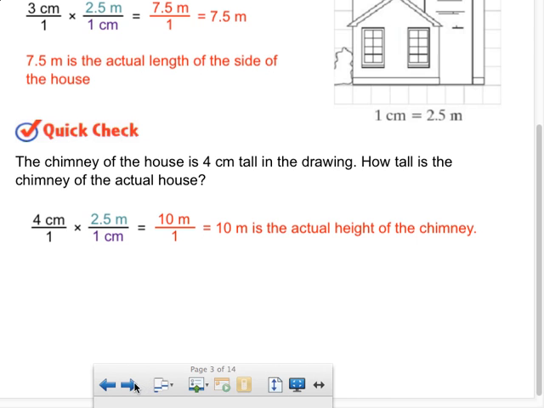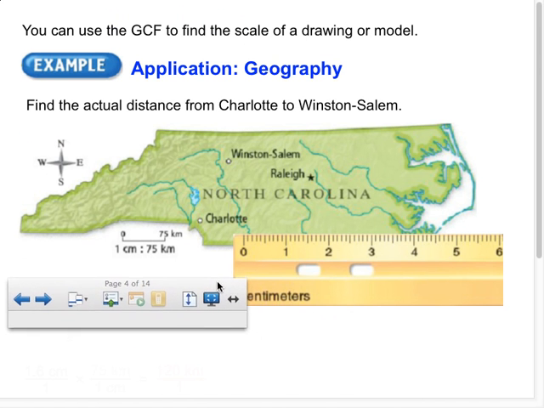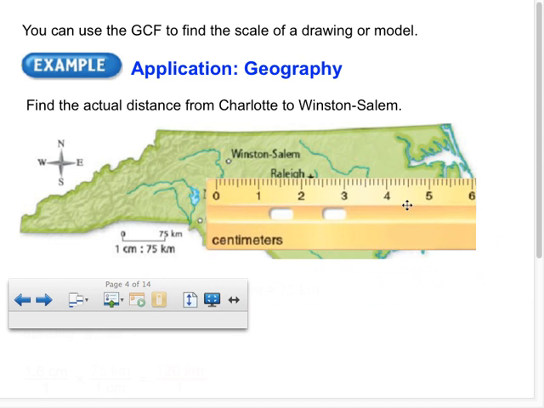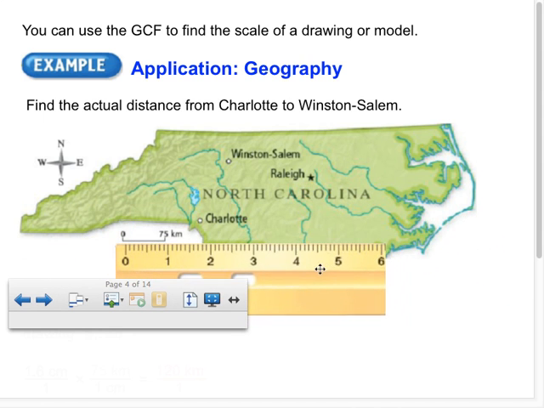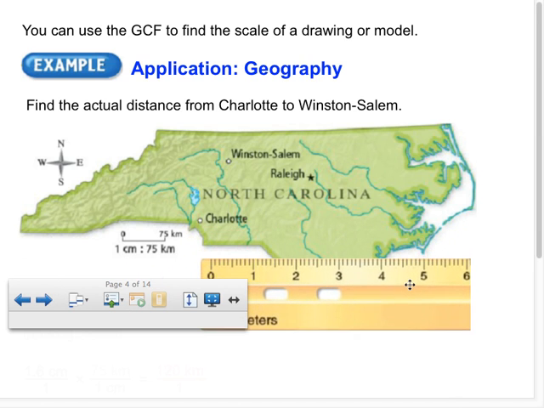Okay, moving right along. So I had to kind of play with this drawing a little bit. So I have a ruler, and this is in the book, but now you're going to see how we're going to use this ruler from the book. You can use the GCF to find the scale of a drawing or model. So here it is, application geography. Find the actual distance from Charlotte to Winston-Salem. So here's what we're going to do.